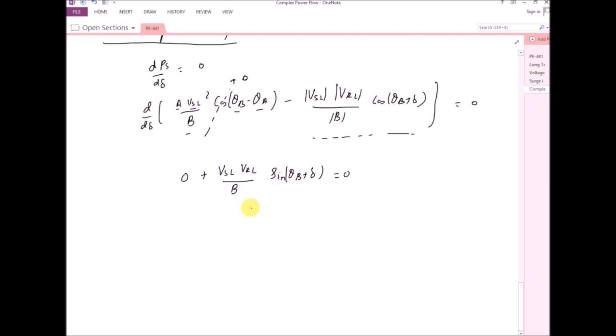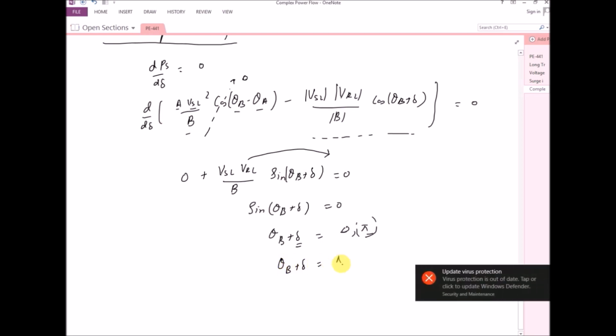Now if I have to calculate the value of sine theta B plus delta, that is equal to 0, because this will go to the other side of equality, and theta B plus delta will either be equal to 0 or pi, because sine inverse of 0 is either 0 or pi. But in this case we will take the value pi, because delta can never be equal to 0, it always has some value. So the summation of two values will be greater than 0, so I will take theta B plus delta equal to pi.